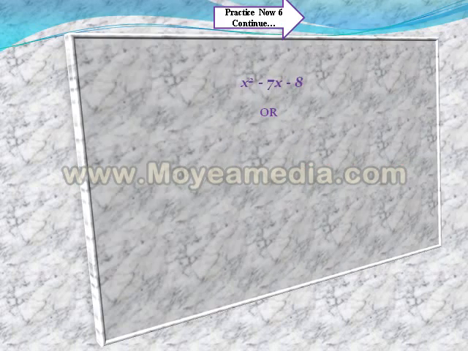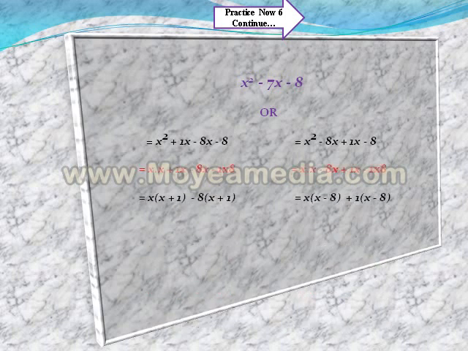Solve it. Here I just broke up this middle term, minus 7x, in front of you. If you write it down like this, 1x minus 8x is minus 7x, or minus 8x plus 1x again is minus 7x. Just elaborating the thing in front of you, and now taking the common terms. x is common, x plus 1 is left over here, minus 8 is common, and x plus 1 is left here.